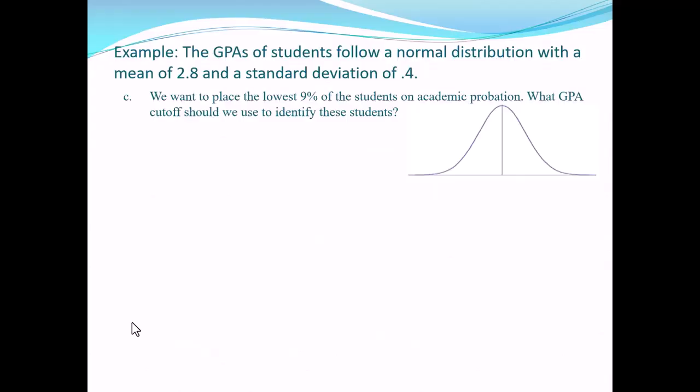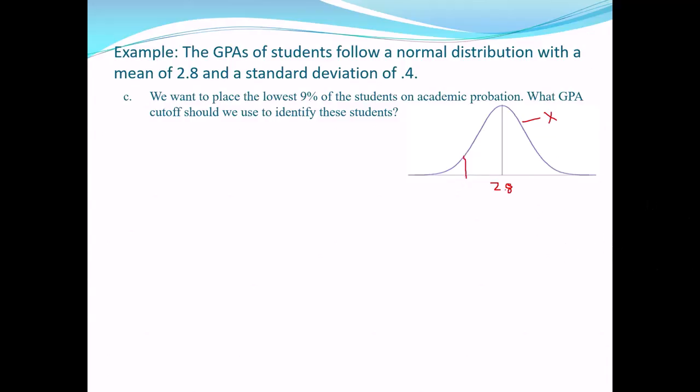The other type of problem, and this one's going to be a fun problem: the GPAs of students follow a normal distribution, mean of 2.8, standard deviation 0.4. Same beginning. We want to place the lowest 9% of students on academic probation. So this is one of those problems where I'm not telling you the GPA. In fact, I'm asking you to find the GPA that identifies a probability that I'm telling you about. These are the GPAs. They're piled up. They're centered at 2.8. Where are the lowest 9%? Aren't they going to be over here?